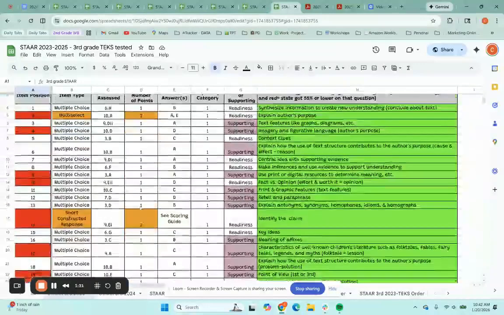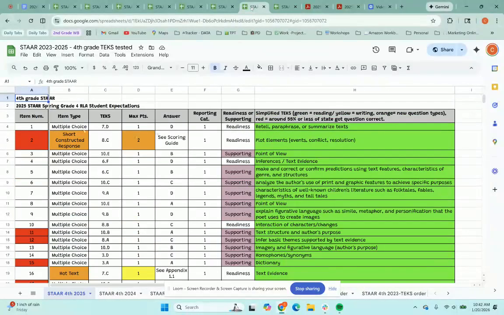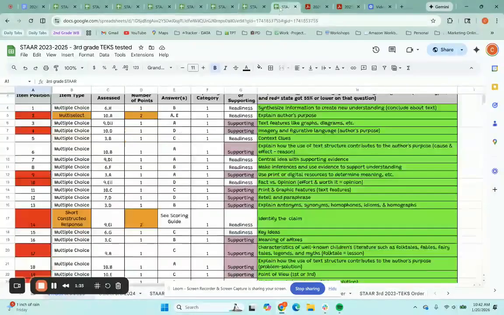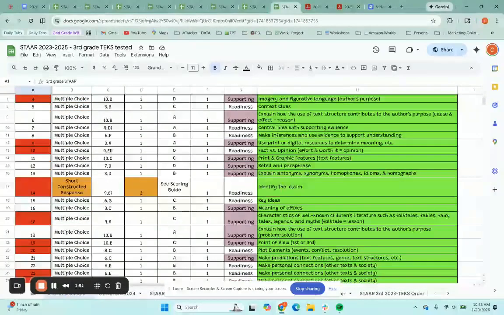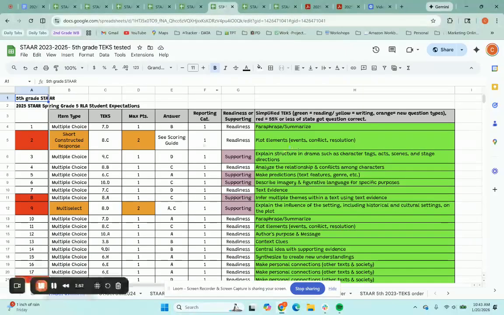Now, I will tell you one thing I'm noticing, and I kind of want to share some takeaways across all the grades. I have pulled up 3rd grade all the way to English 2. And you will notice the short constructed response from 3rd grade all the way to English 2 is a hot spot. So if you look, 4th grade, it was number 2. This was from 2025, plot elements. 3rd grade, it was on identifying the claim, number 14. 5th grade was plot elements.